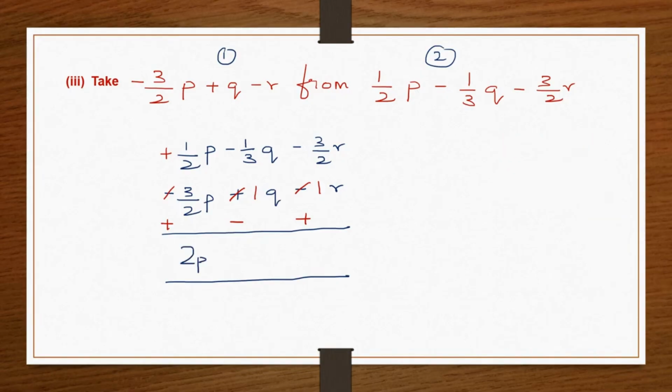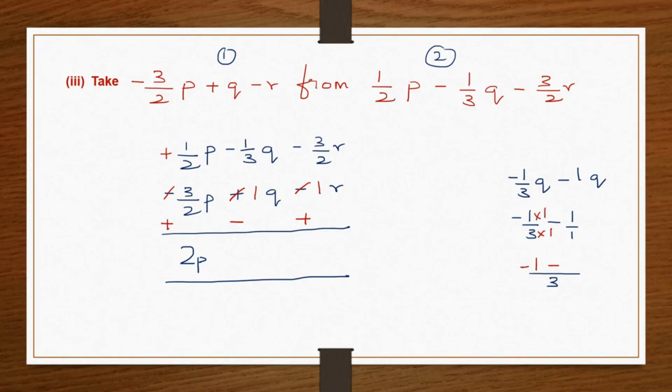Now let's go on to the q column. There we have minus 1 by 3q and minus 1q. We'll take only the numerical coefficients: minus 1 by 3, minus 1 by 1. When we have 1 and another number, the other number becomes the LCM automatically. So 3 into what is 3? 3 ones are 3, so multiply this also by 1. So that becomes minus 1.